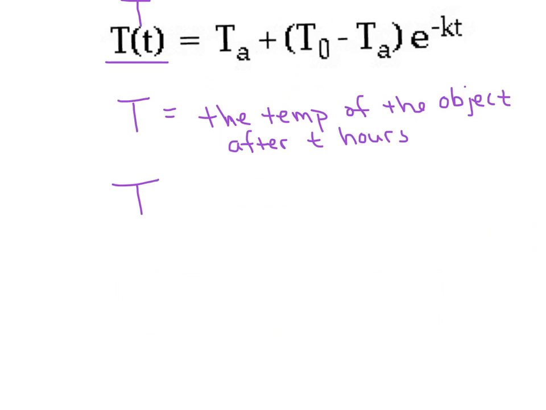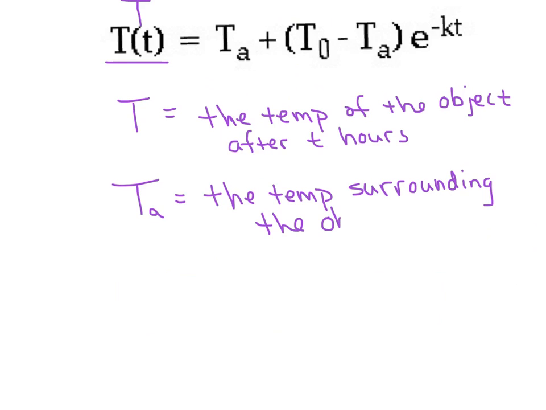Okay, capital T with a subscript of A, and actually the A represents ambient, and we're going to define that as the temperature surrounding the object. In this case, in our first example, this would be the temperature of the room which the dead body was in. So we call it the ambient temperature sometimes, or just the temperature of the environment around the body.